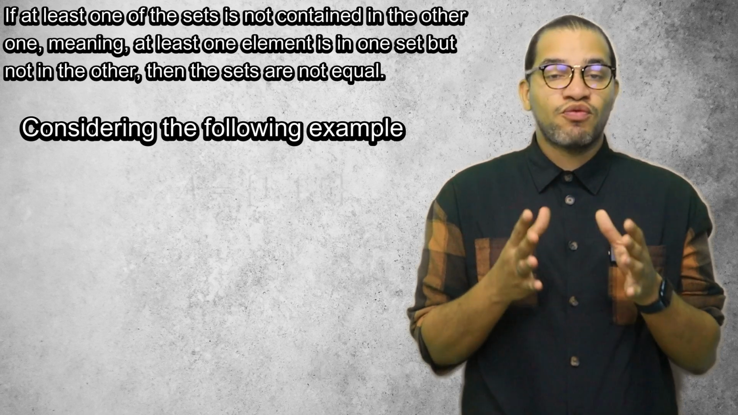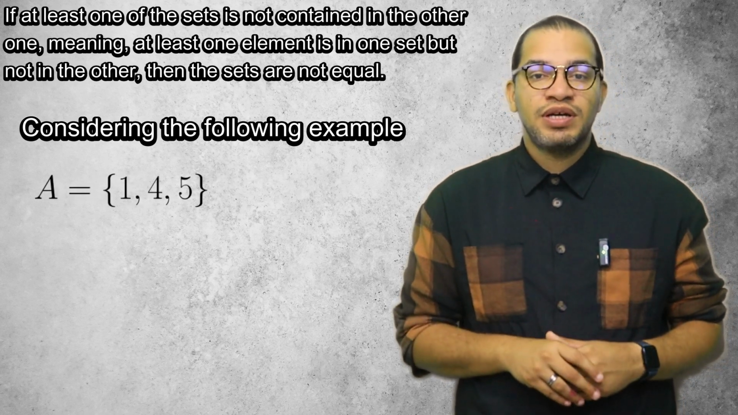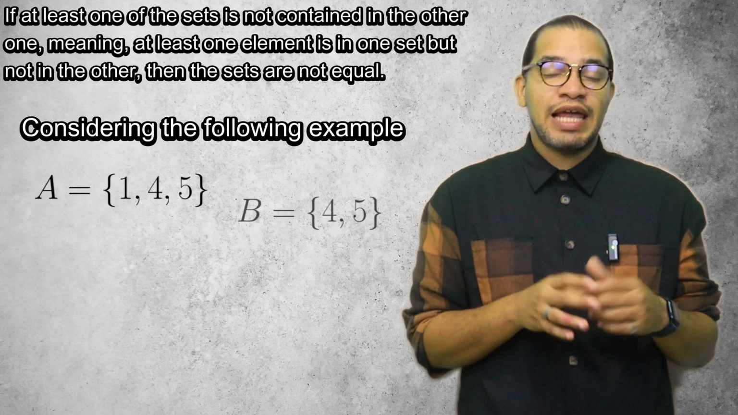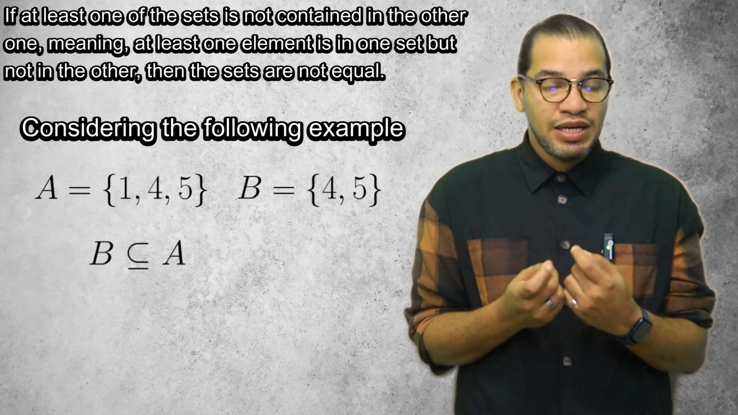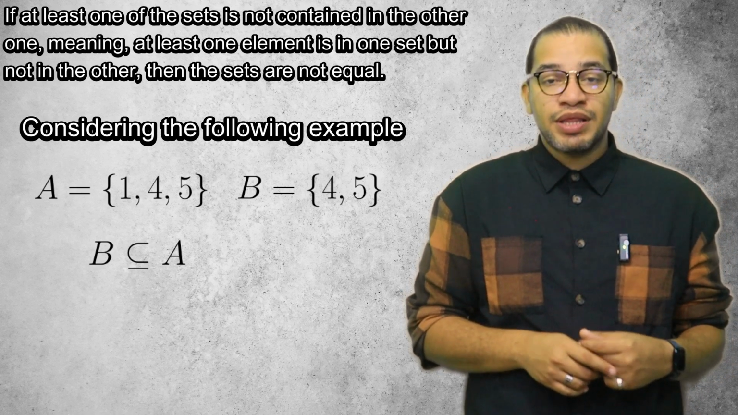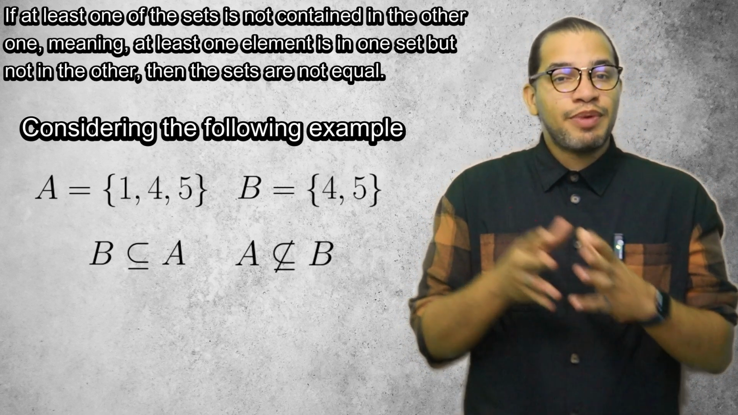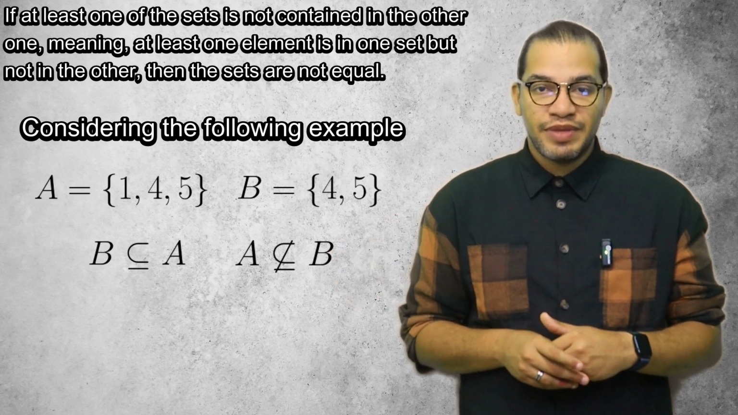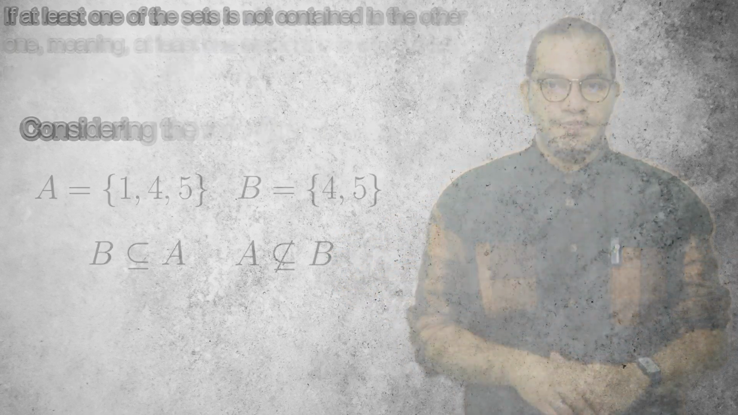For instance, if we have the set A with elements 1, 4, and 5, and the set B with elements 4 and 5, we can notice that every element of B belongs to A, but there is an element in A, which is 1, that doesn't belong to B. Therefore, these two sets are not equal.